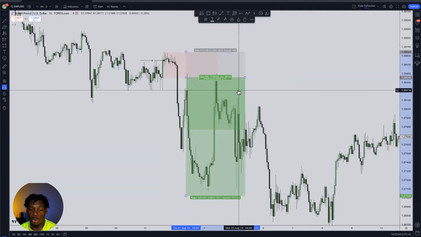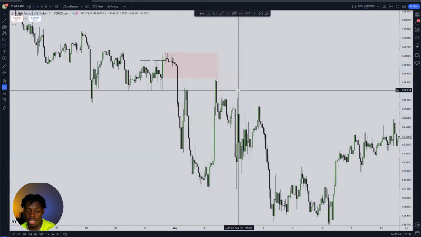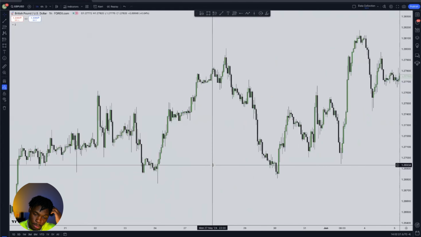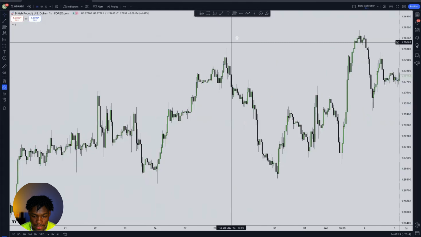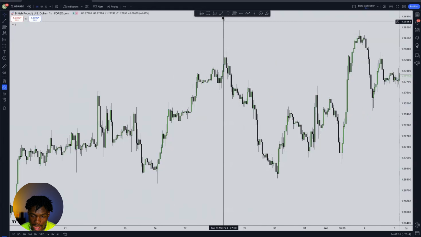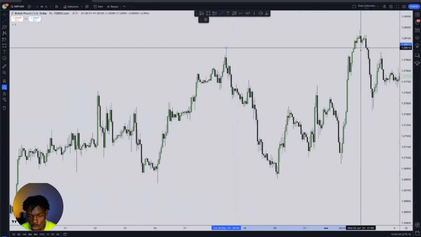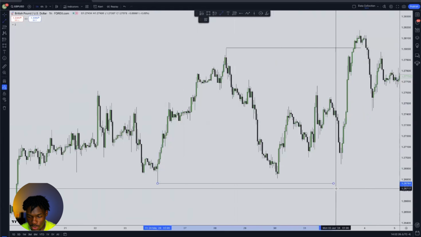So that's what that liquidity sweep and then displacement in the market would look like. Our second example will be something like this, where we have our low and we have our high. Again, we map it out. All we want to do is map it out. We just want to understand what's going on.